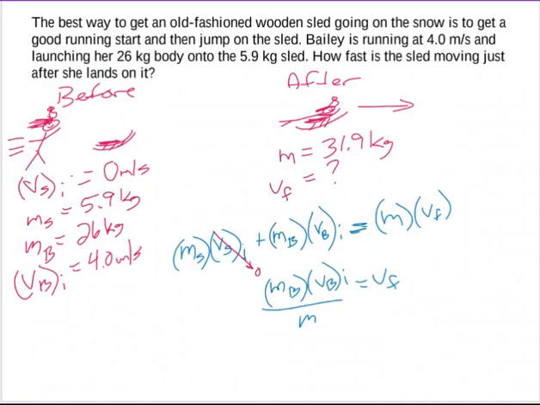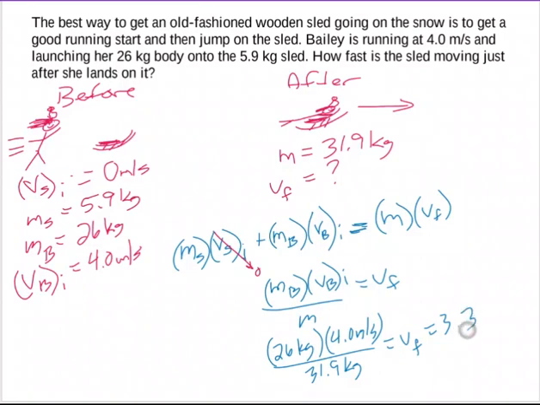The mass of Bailey is 26 kilograms. The velocity of Bailey was 4.9 meters per second. The mass of the system was 31.9 kilograms. And what'd you say we get? 3.3 meters a second, including significant figures. It's 3.20 something, but with significant figures, it's 3.3 meters per second? Yeah. Okay. Great. So she was moving at 4.9.